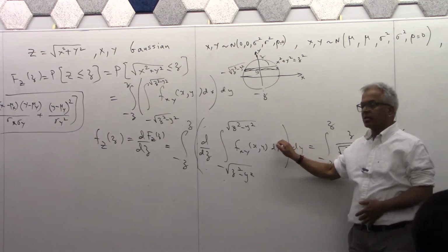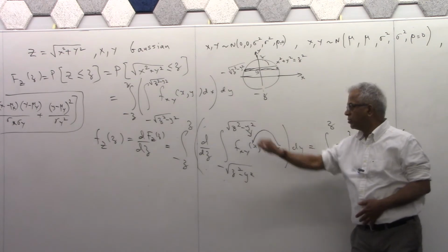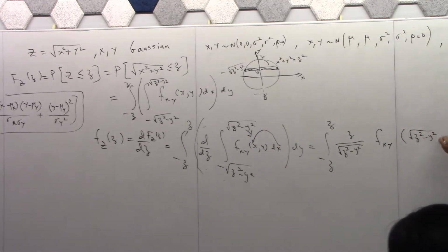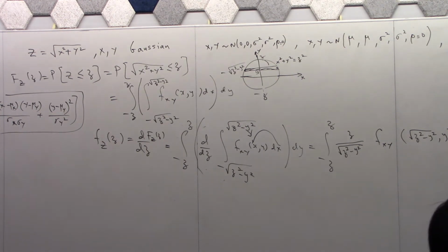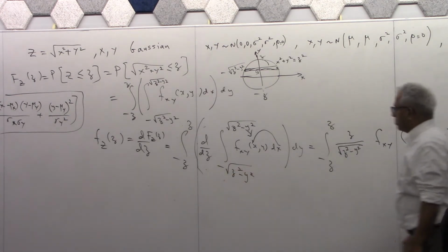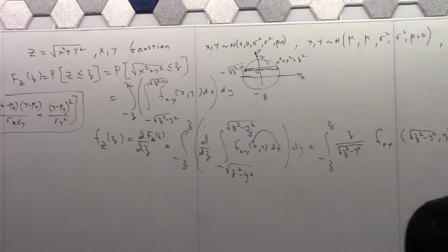Wherever x is there, you substitute the limit. So square root of z squared minus y squared, comma y. Then what? Minus, look here, minus the derivative of the bottom limit. What do you get? So there is a minus here, minus, plus, otherwise everything is the same, right? I hope you see it.